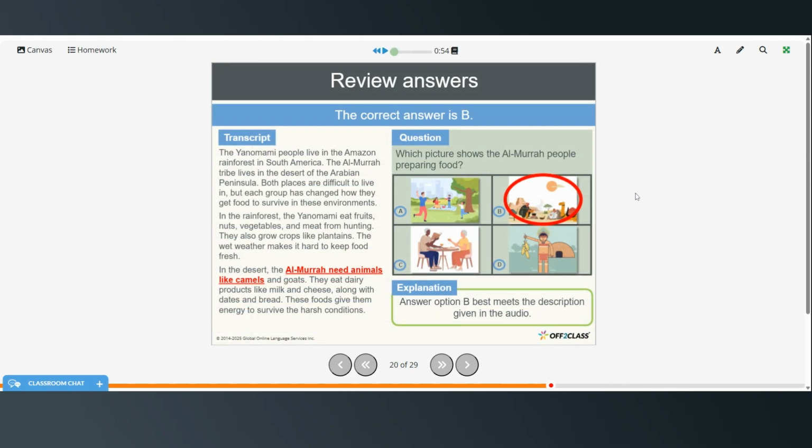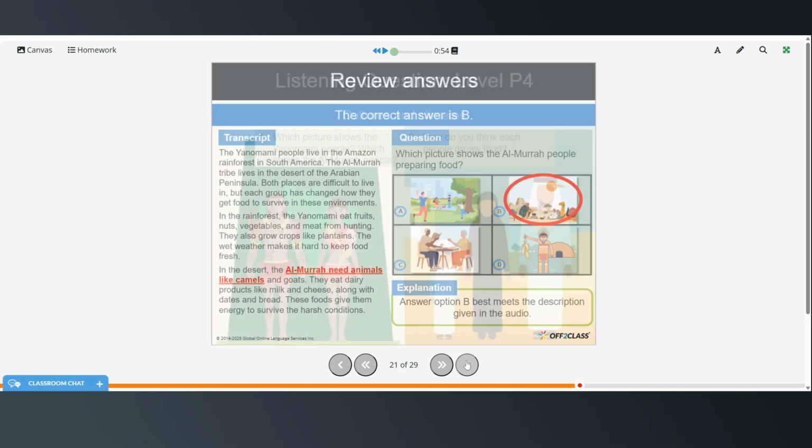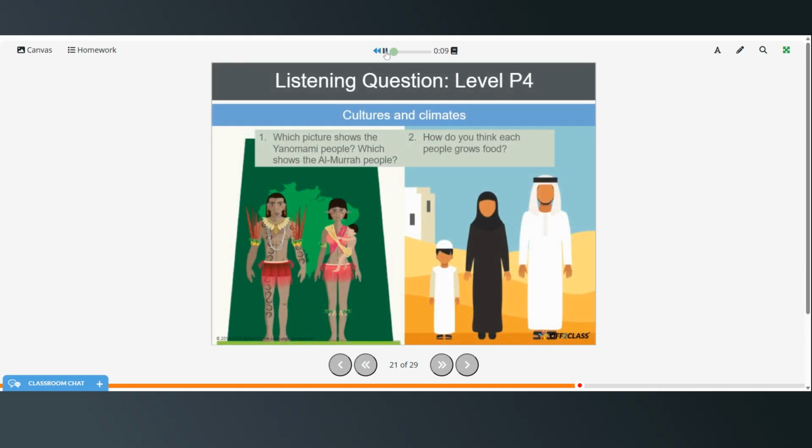So the correct answer is B, because Almara need animals like camels, and here we see the picture includes the camel. The class continues. Listen and answer the questions.